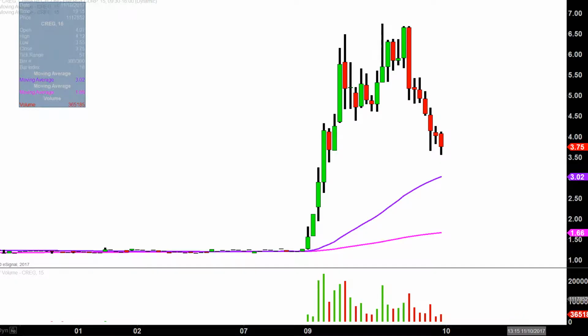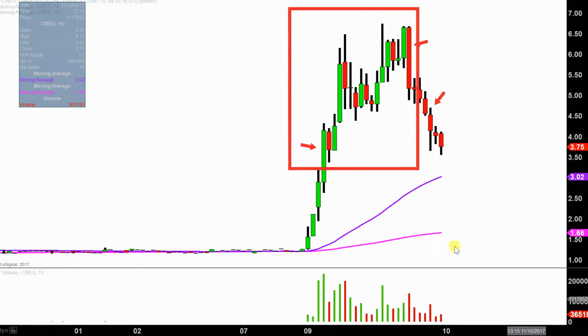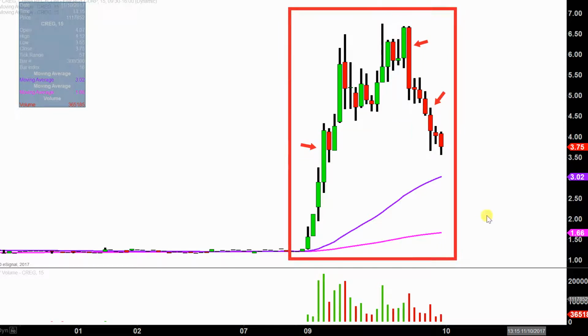Real quick, what do I mean by 15-minute in case maybe you're new to charts? Instead of each one of these candlesticks here representing 1 day's worth of price action, which is what you would normally see, each one represents 15 minutes. So while this here may look like several days worth of time, it's actually just today's price action broken down into 15-minute time slices.